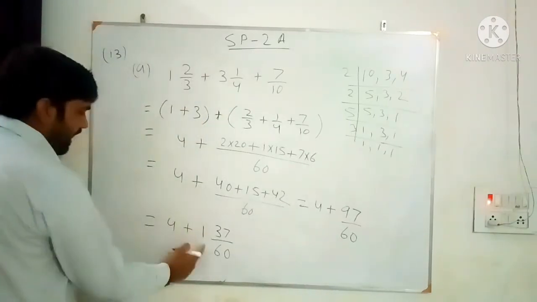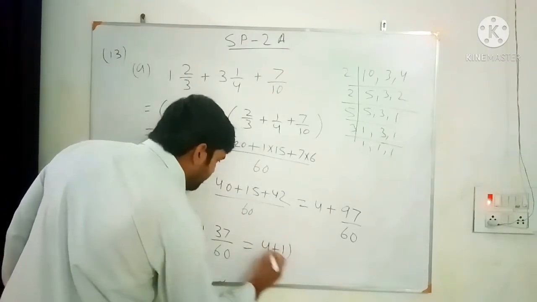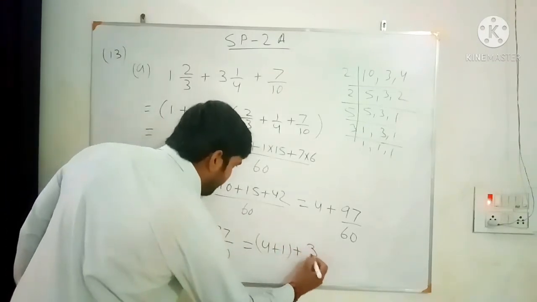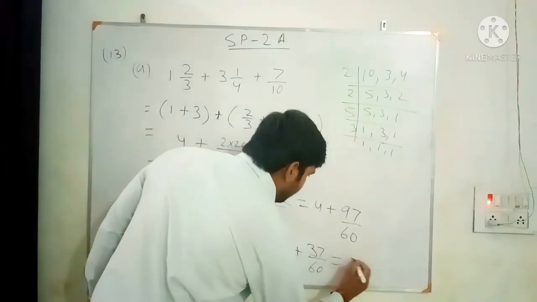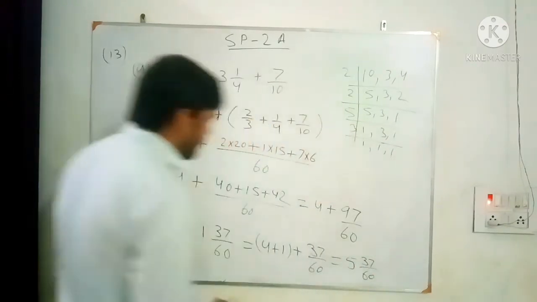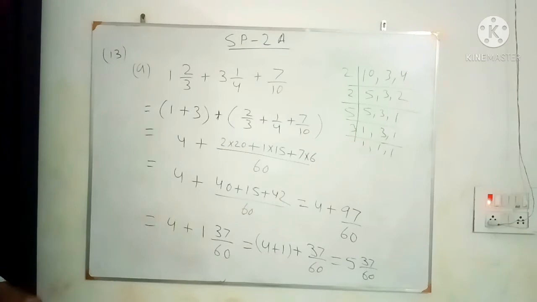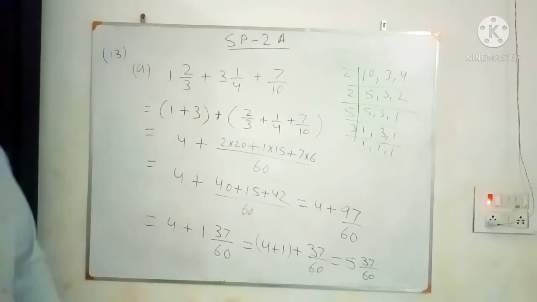Now this is the mixed number, add the mixed number. So what do you get? 4 plus 1 plus 37 by 60. So when you add 4 plus 1, what do you get? 5. 5 37 by 60. This is the mixed fraction we got. Okay, this is the answer. Now we move to the next question.